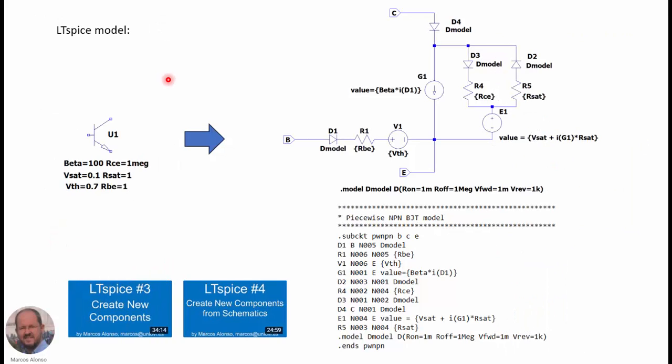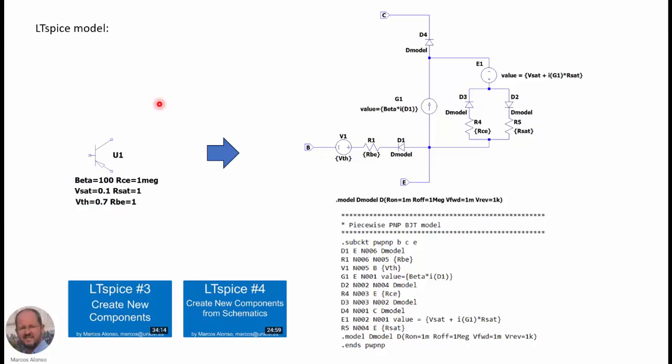So this is the implementation in LTspice of our model. This is the symbol that we are going to use, and these are the 6 parameters that we have for our model. This is the schematic of the model. From this schematic we can obtain the description for the library, and with this we have everything to implement our new component. If you are not familiar with this, please take a look at these videos, LTspice number 3, how to create new components, and LTspice number 4, also how to create new components from schematics.